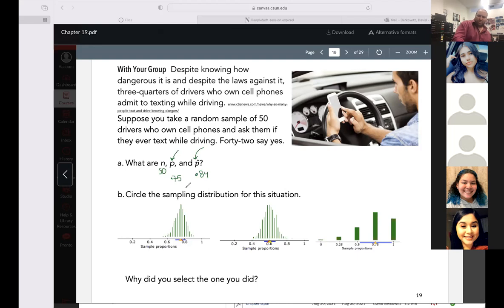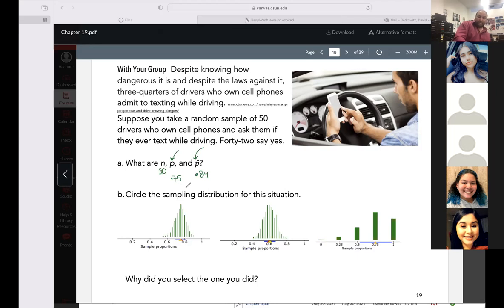So now circle the sampling distribution for this situation. In other words, if I took lots and lots of samples of size 50, and I made a histogram of the results of the percentages of people who admit to texting, which one of those three is the most likely scenario for that distribution? The left, the middle, or the right? And of course, why?